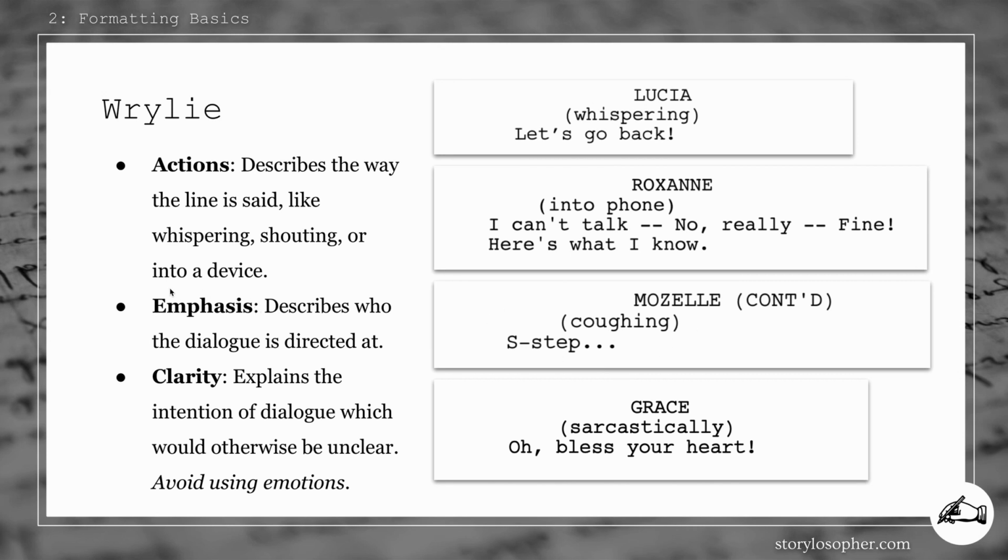And remember that emphasis is not about emotion, right? It's not about emotion. It's about the way the dialogue is being used in the scene, who it's directed at, and then clarity. The only time you would want to include some kind of emotion is if the line being said cannot be understood without this in place.